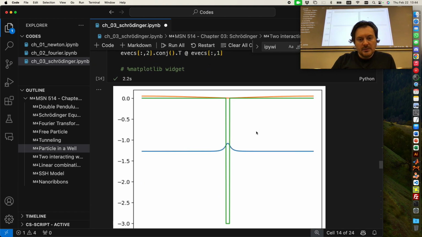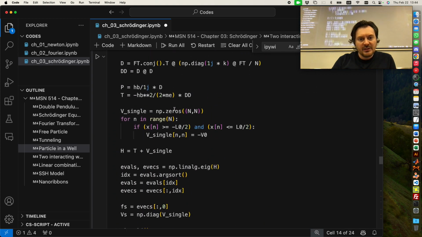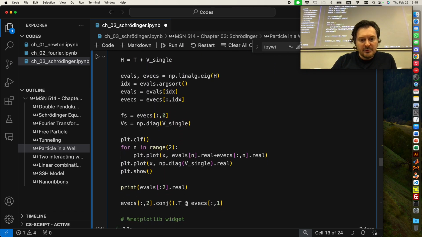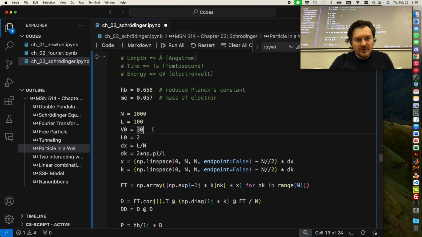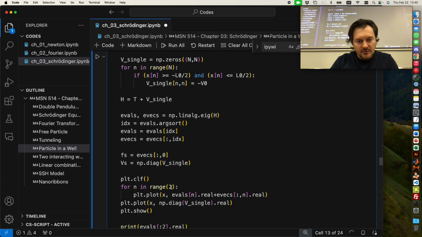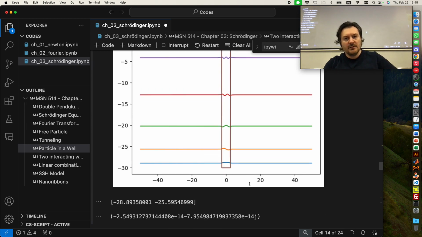I'm plotting only the first few energy eigenstates. So let me make it deeper first. Let me make it like 30 and plot for you. And let me also take this to 5, let's say. Plot the first 5 eigenstates so that you can see it.